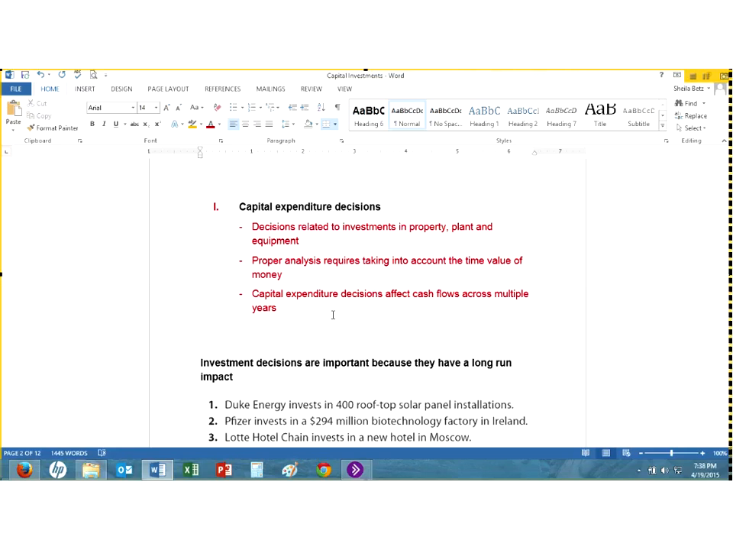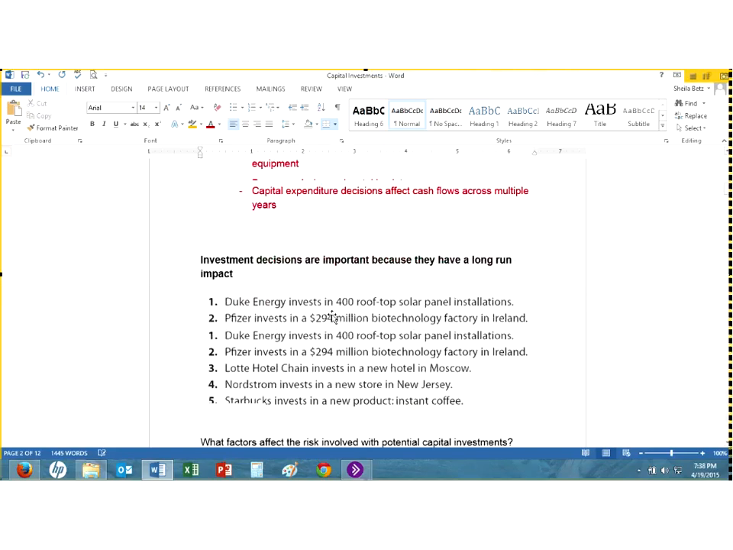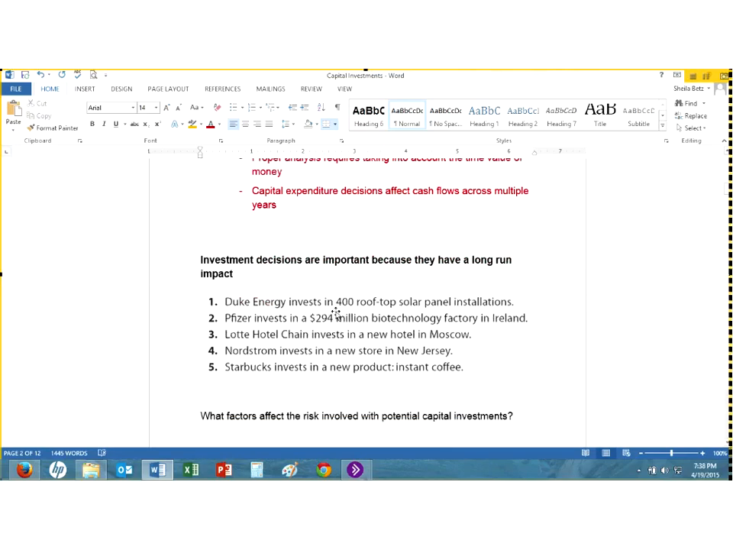And they also have to think about cash flows that the investment they purchase could be either coming in the future or going out because of that investment. So these types of decisions that we're going to be looking at, anything that has to do with property, plant, and equipment, they always have a really long run impact. So companies really have to look at the future.